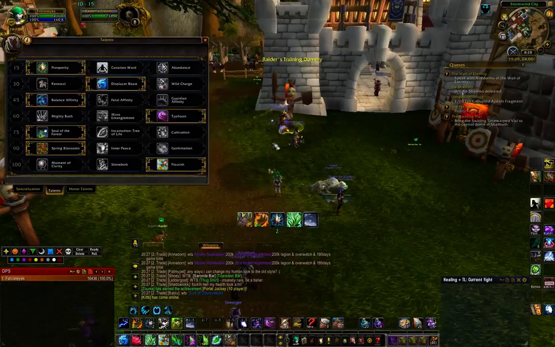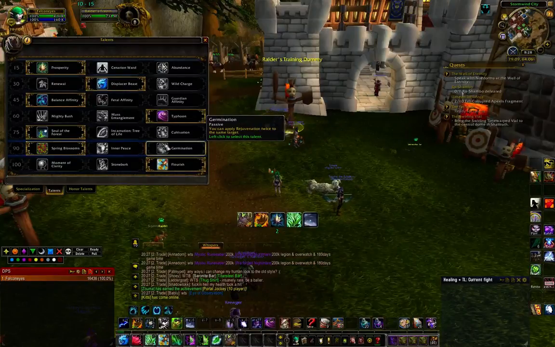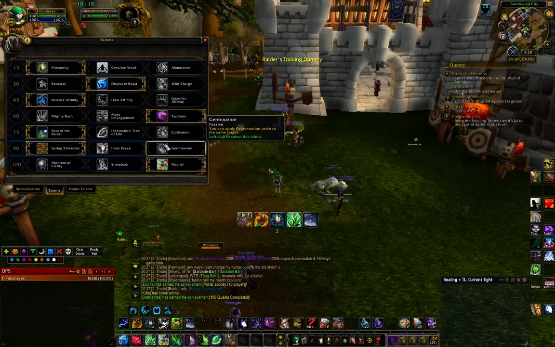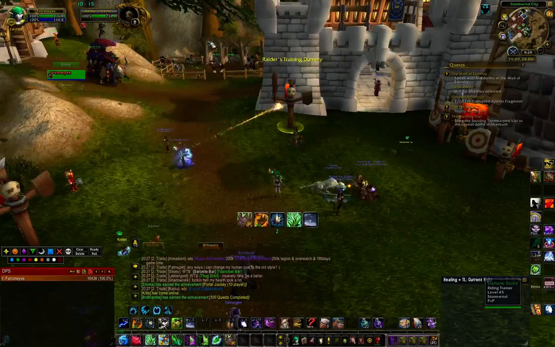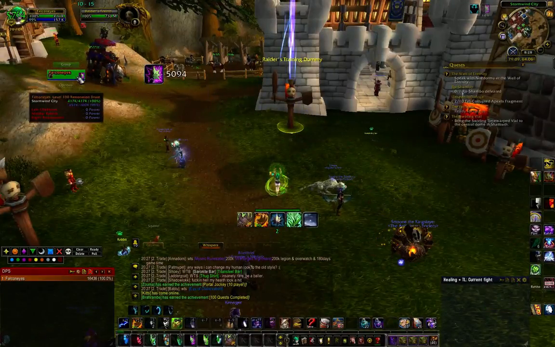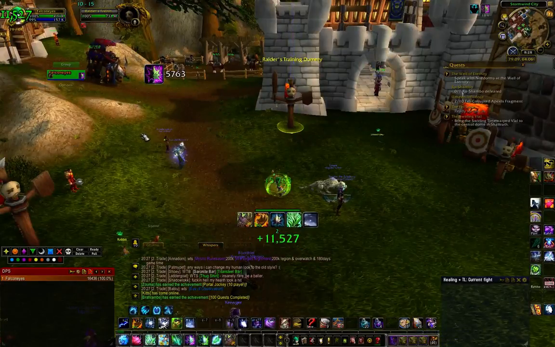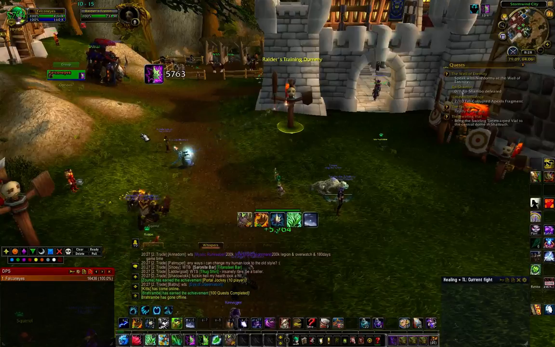This is one reason why Germination is not applicable as a good talent anymore, because in order for you to realize the benefit of it, you have to heal the same person twice, and that Germination will automatically get boosted because Rejuve is already on the target.